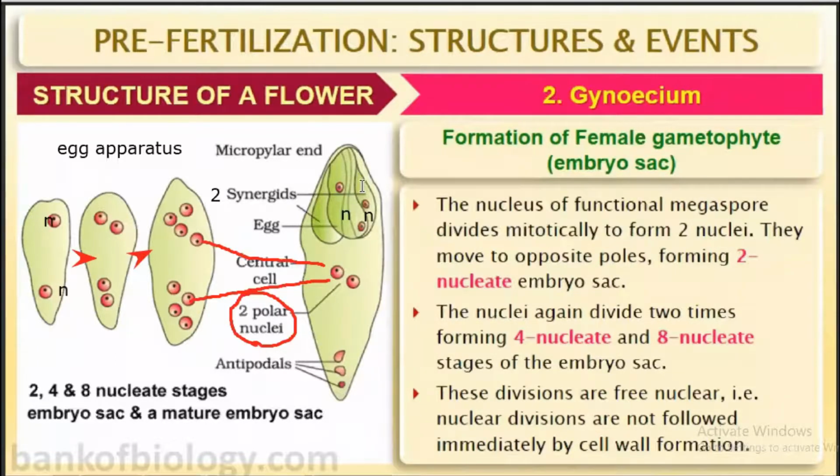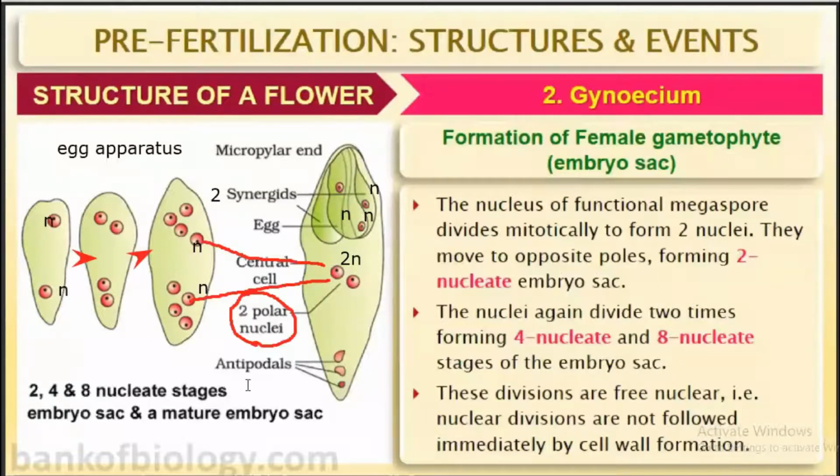Then what about this synergid? There also the ploidy is N. Okay. Then in the case of the polar cell or polar nuclei, the ploidy is 2N. Can you say how it comes to 2N? Yes, it is because this nucleus is N, and here also this nucleus is N, so it comes to 2N. Have you got that idea?